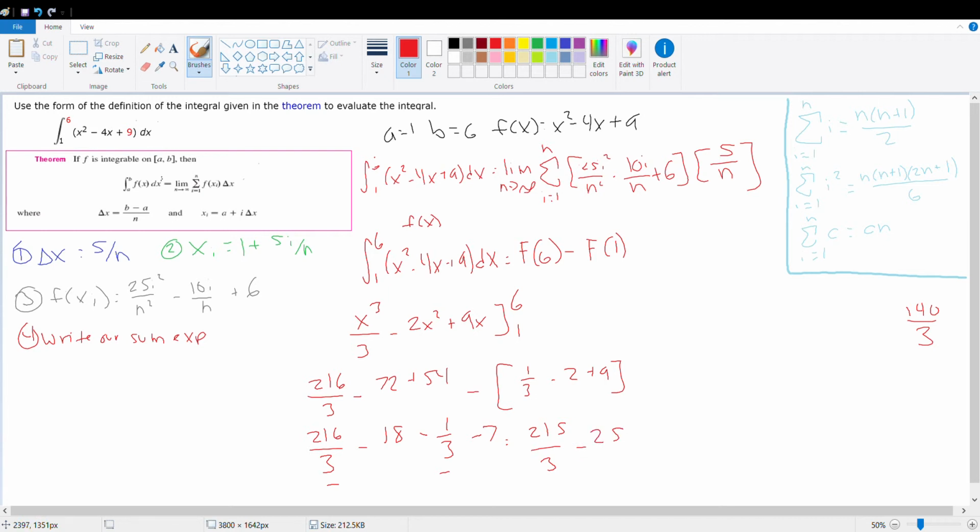Okay, so it looks a little bit different, but I think we'll find that is actually the same. So we know that this is 215 over 3 minus, it's going to be 75 over 3, and that ends up being exactly 140 over 3. So we have confirmed that the integral from 1 to 6 of x squared minus 4x plus 9 dx equals 140 over 3.